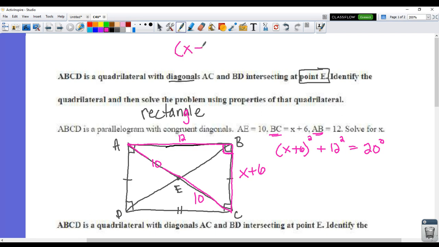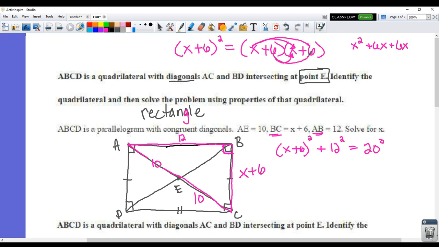Okay, remember when I square x plus 6, that means I am multiplying it by itself. So I have to use distribution. x times x is x squared. x times 6 is 6x. And then I multiply the 6 times both sides, so I have another 6x, and 6 times 6 is 36. So when I square this binomial, I get x squared plus 12x plus 36. And then I have 144 from 12 squared, and then I have 400 from 20 squared. That's a 20 squared here, by the way.